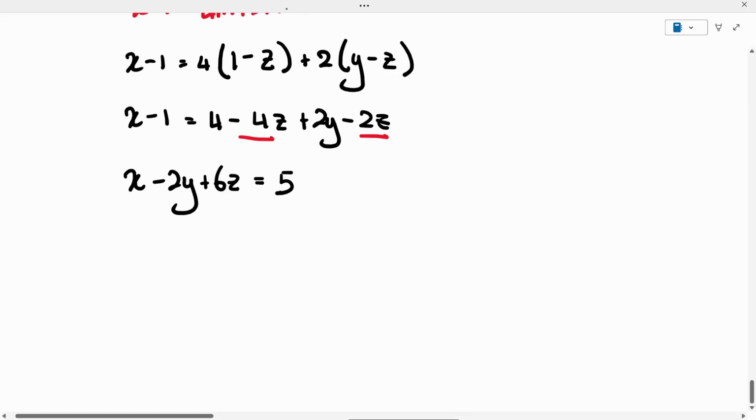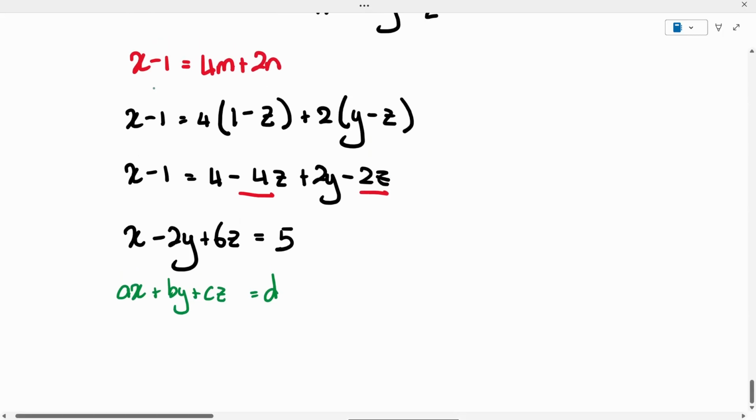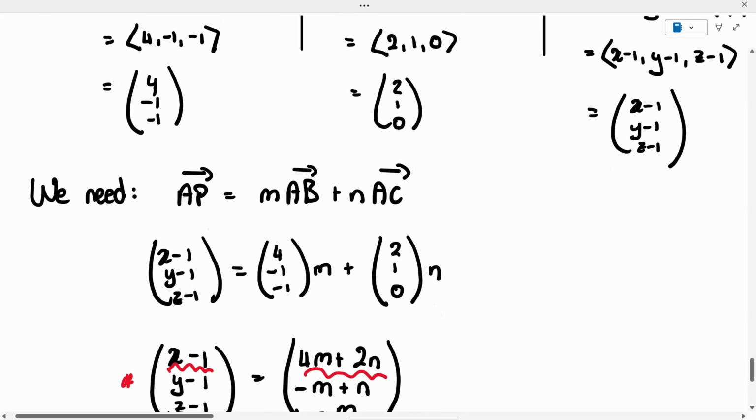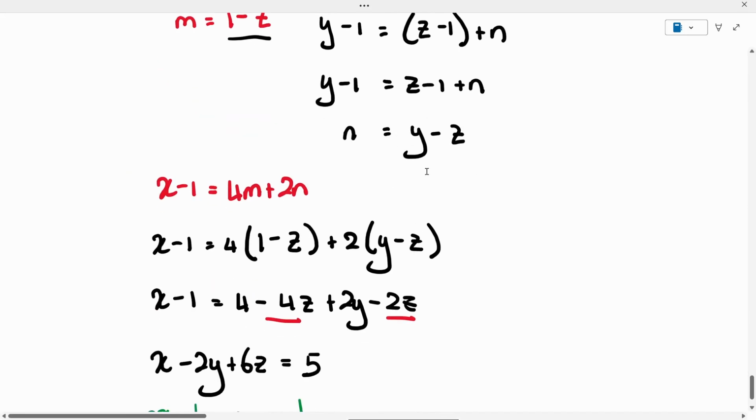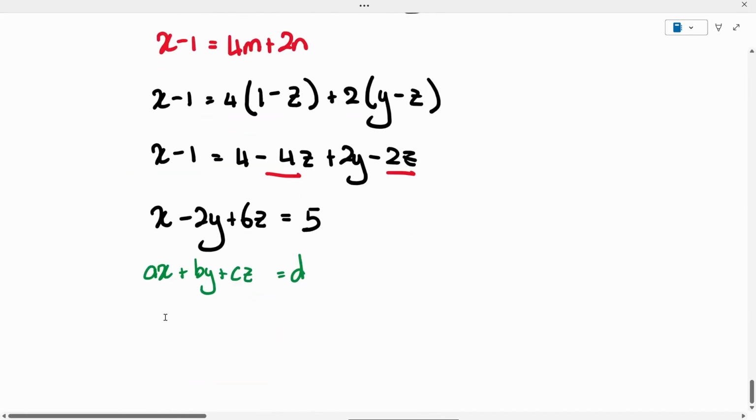And this looks very familiar because this is just ax plus by plus cz equals d, which is our general equation of the plane. So the only difference is we had to work in terms of m and n, which are scalars. And we tried to work with those, and we eventually got, by substitution, the regular equation we are accustomed to.